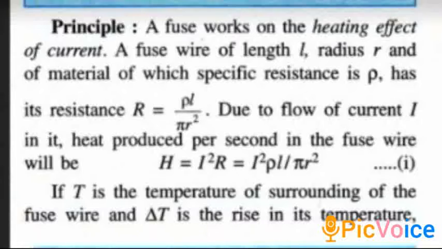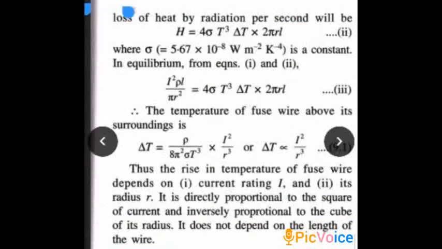Now let T be the temperature of the surrounding of the fuse wire. And due to excess heat, the temperature is going to rise. So that rise in the temperature be delta T. Now we will see further how to change this equation.